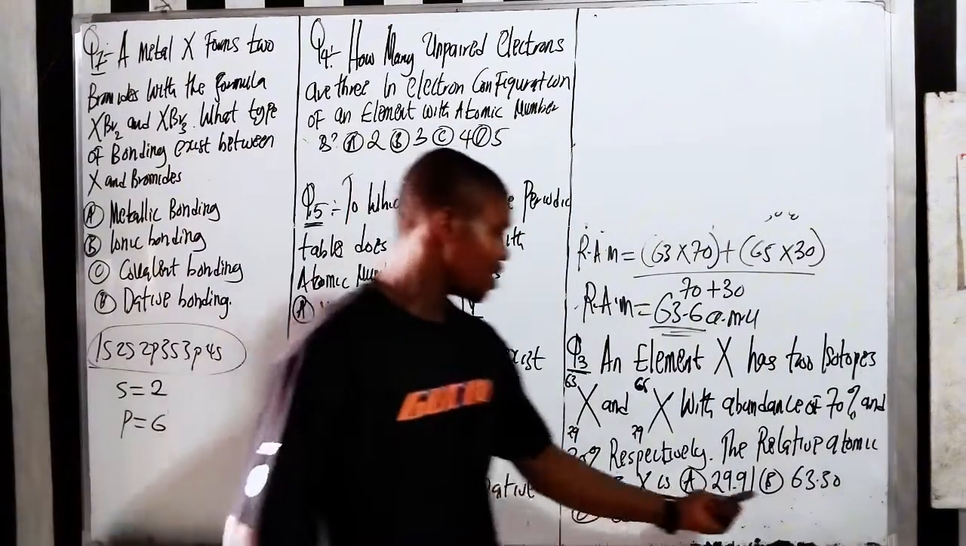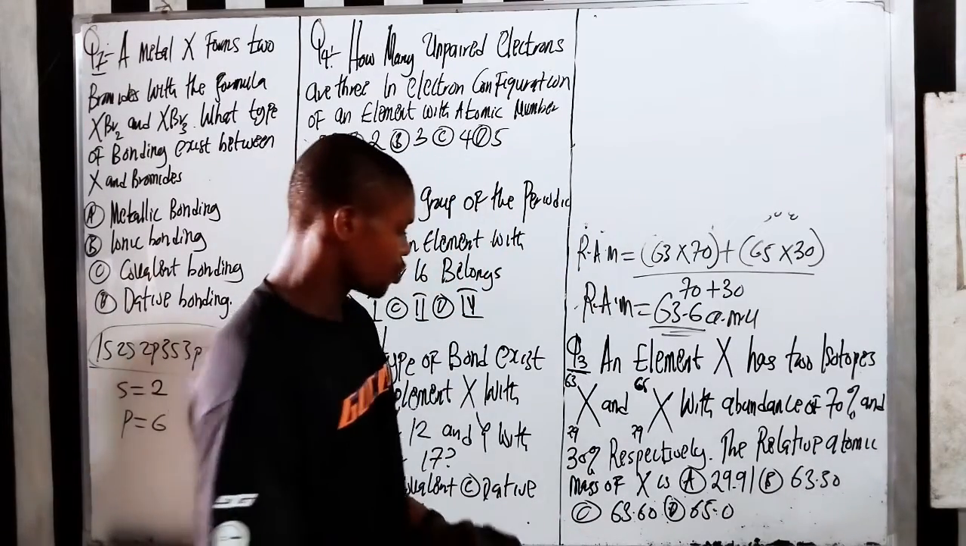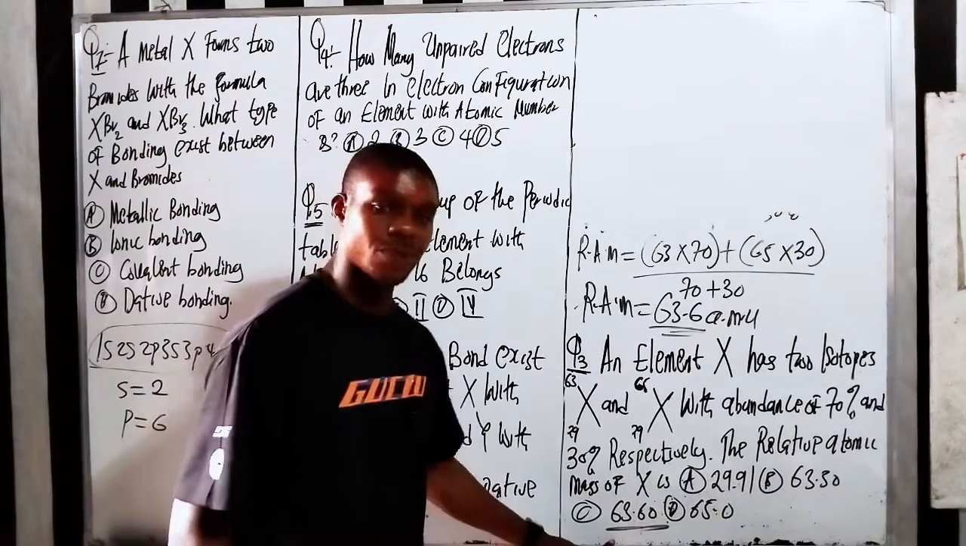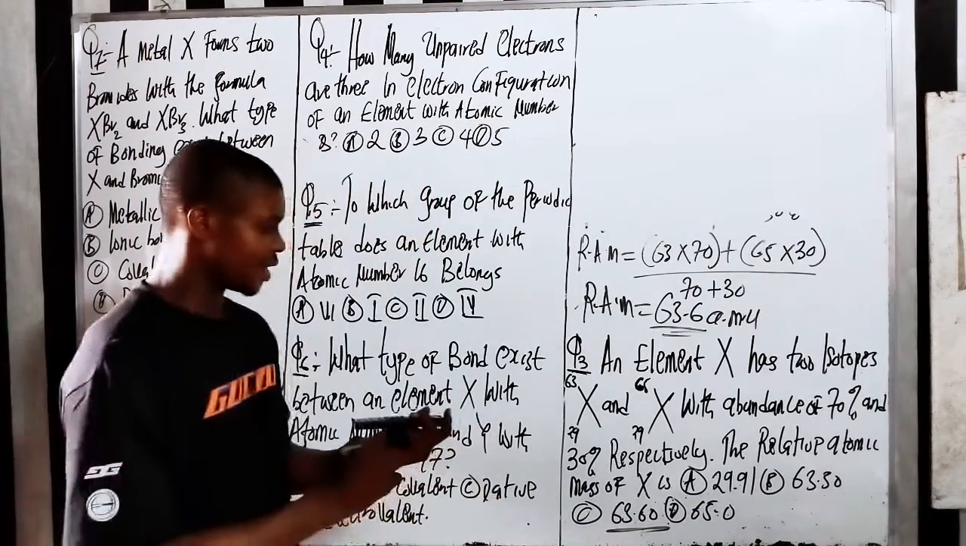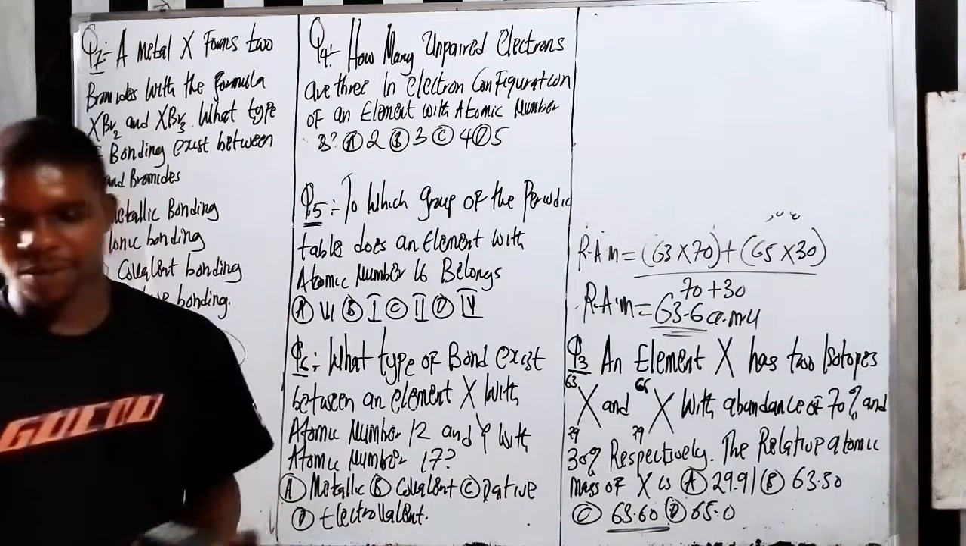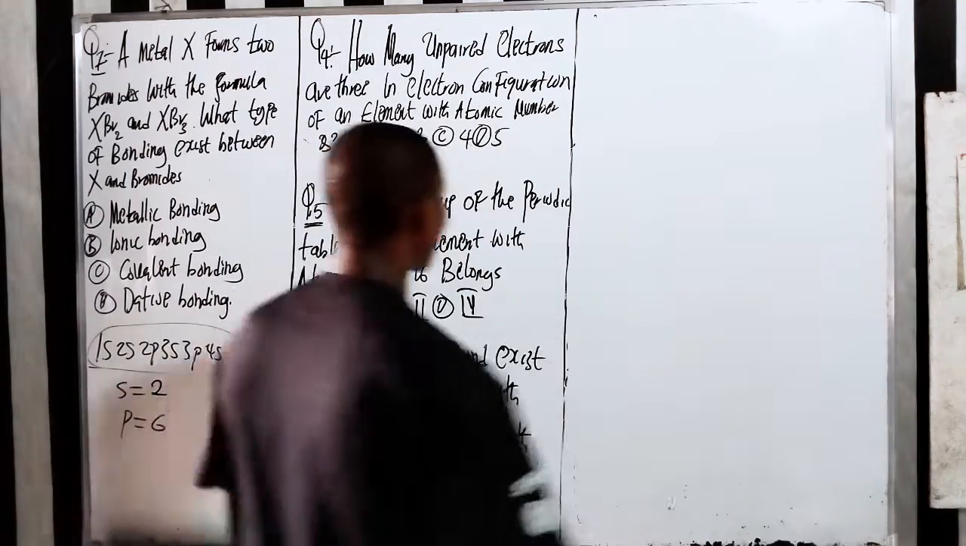So let's look at the options. You have 63.30, 63.60. So this is the answer, C is the answer. So that is it, we are done with the first three questions. So let's look at question 4.